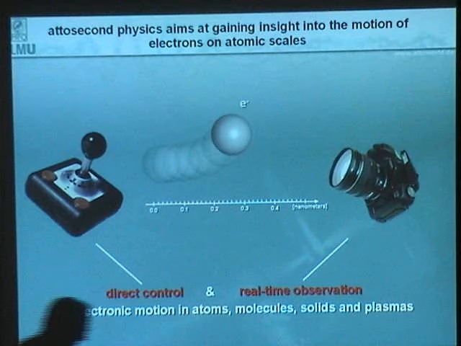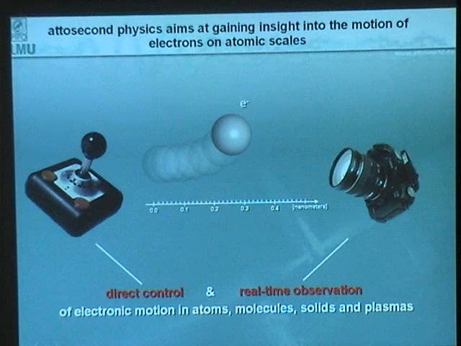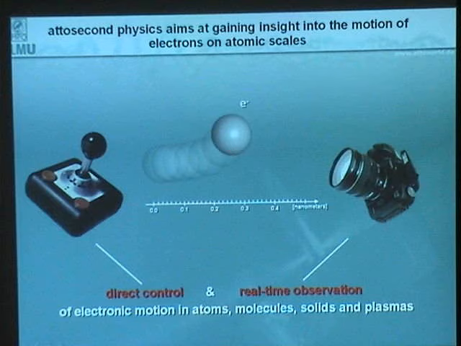So attosecond physics, as I understand it, aims at gaining insight into the motion of electrons on atomic length scales. Experimentally, this goal is being pursued by developing tools and techniques for direct control and real-time observation of electrons in atoms, molecules, solids, plasmas, and all sorts of systems.